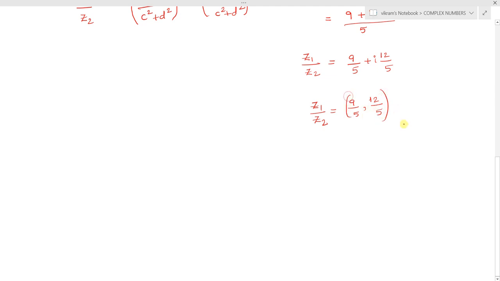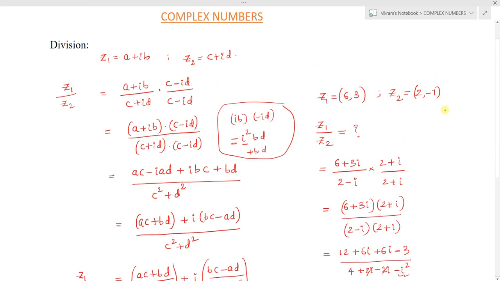This is the way of performing the division of complex numbers. Now we will verify with the generalized formula.